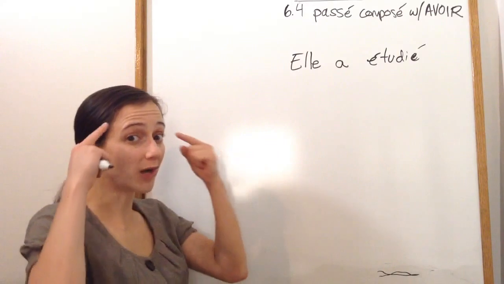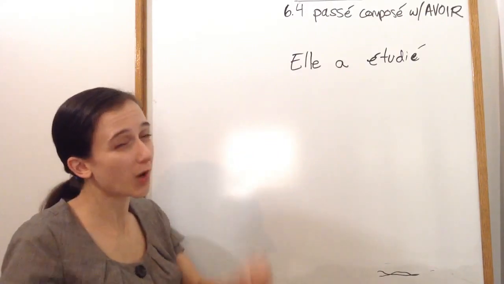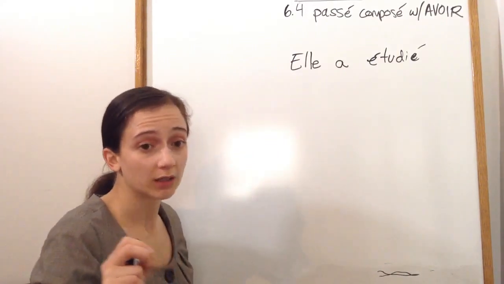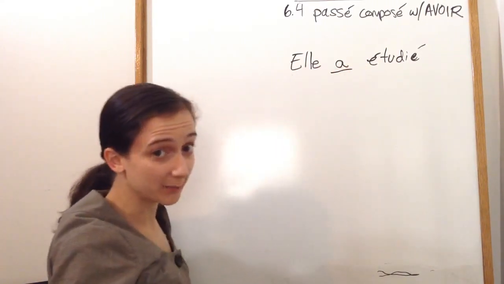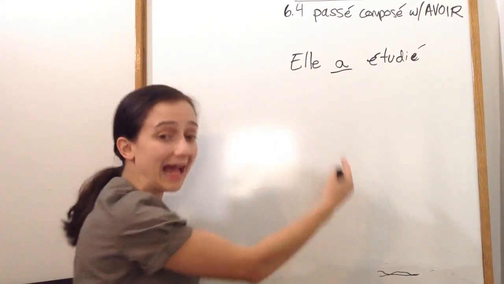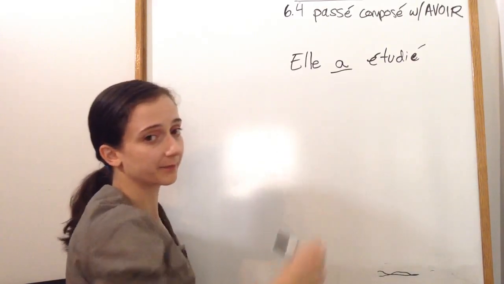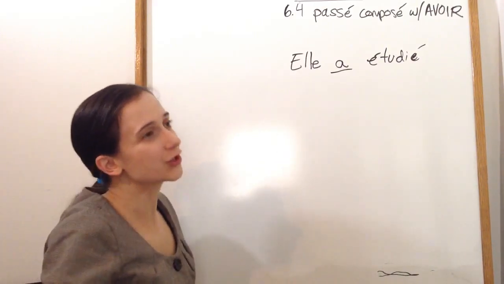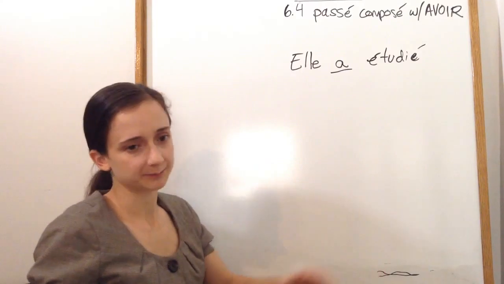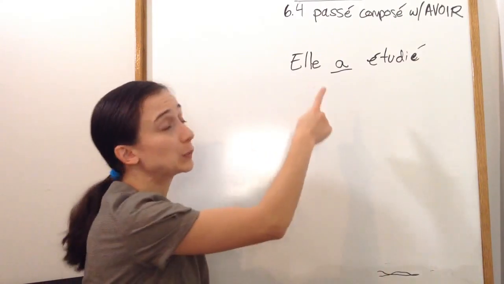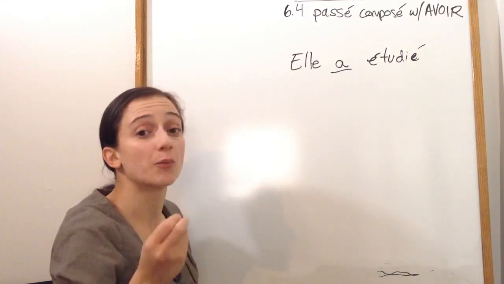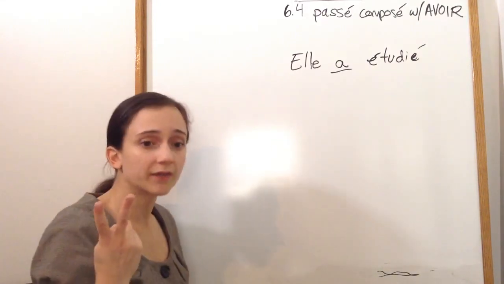But when you try to form it in your mind, you're going to want to think about it a little bit more literally, because this literally means has. She has studied. But usually the best translation is she studied. Now let's go into why it's called passé composé. It's called passé composé because it is composed of two different elements.